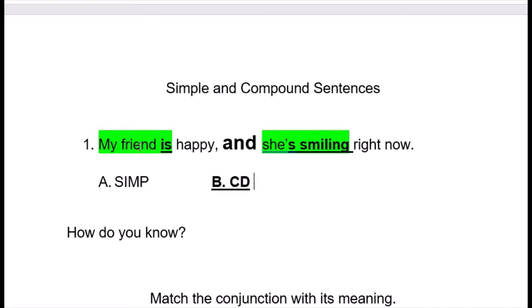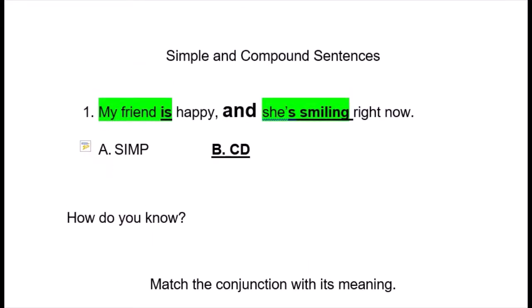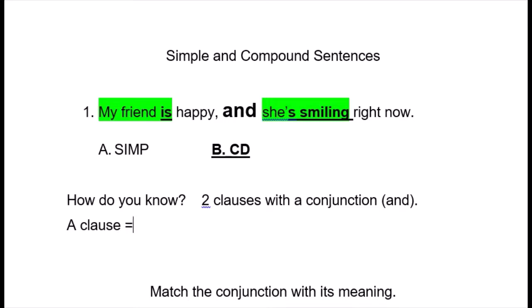And when you get better, when you're writing different paragraphs, sometimes you can use a different verb tense for each clause, okay? And what's a clause? So how do you know it's a compound sentence? There are 2 clauses with a conjunction. What's the conjunction? And, okay? A clause is a subject and its verb, okay? That's what a clause is.